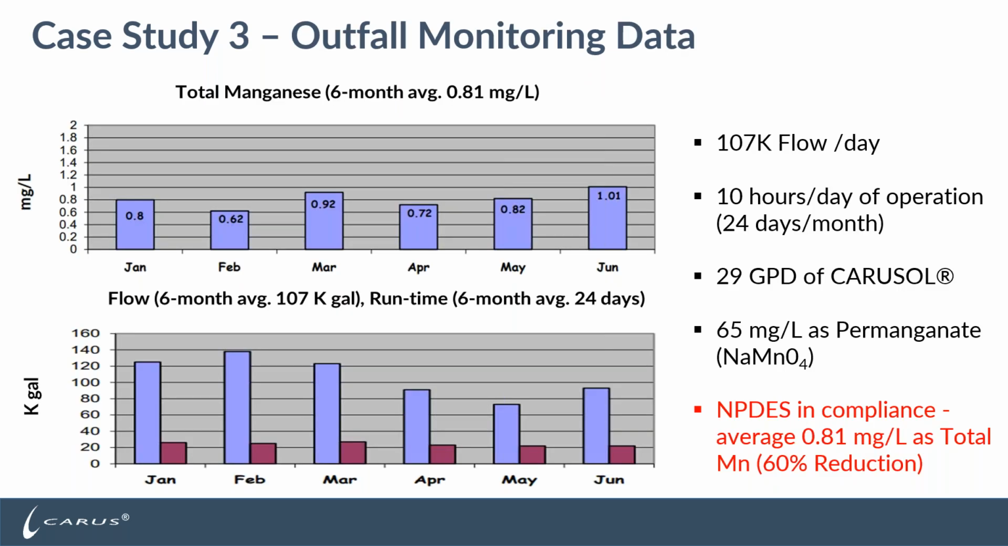The data here shows the outfall monitoring data over a 6-month period. So the total manganese concentration was held consistently below the discharge limit of 2 milligrams per litre, and the 6-month average was 0.81 milligrams. And the total flow and run times were also maintained within the operational requirements after implementing the permanganate treatment.